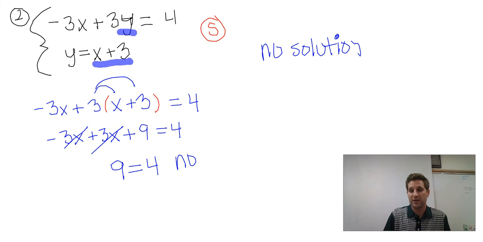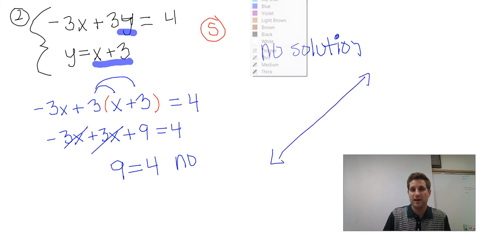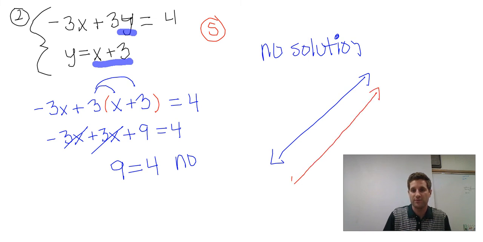Okay, and graphically, what does that look like? It means we could have one graph going like this, and the other graph is going like this, parallel. Those are supposed to be parallel, and they will never meet. So where do these two lines meet? Well, they don't meet. So our answer is no solution.